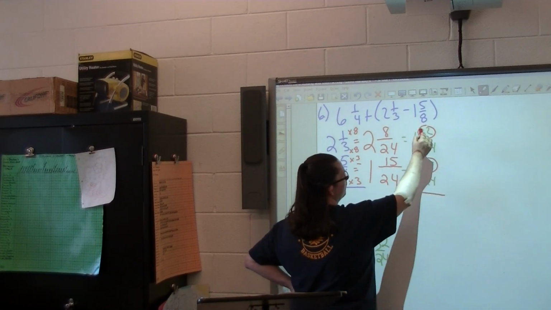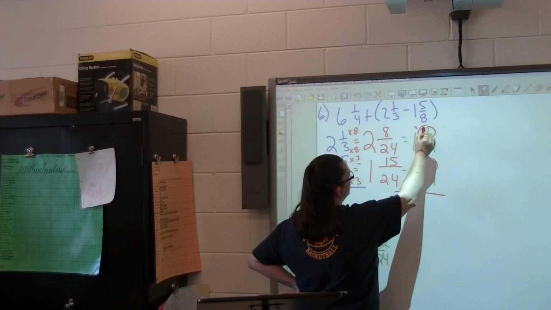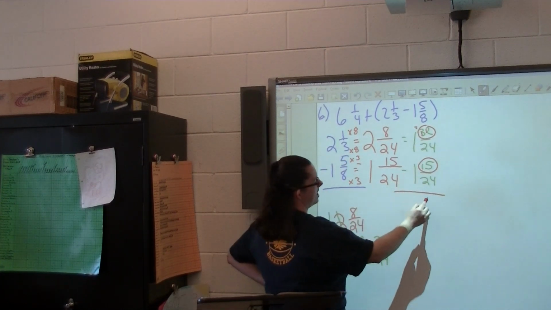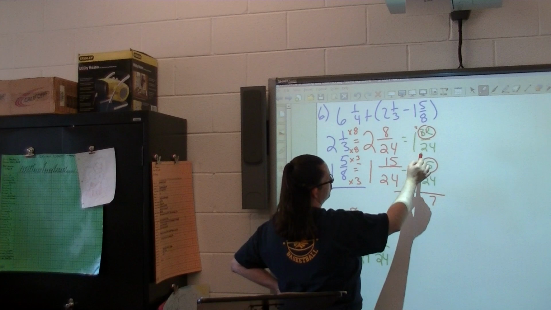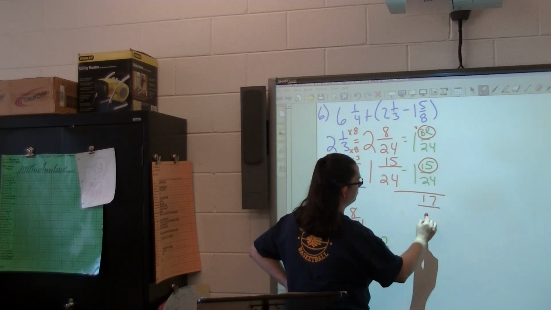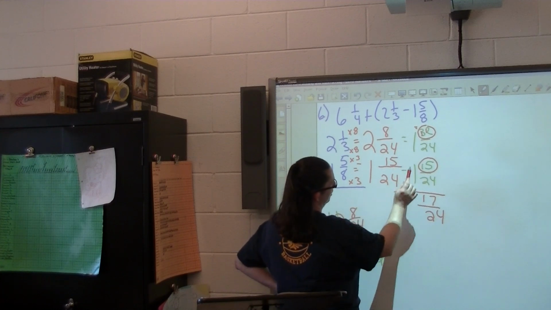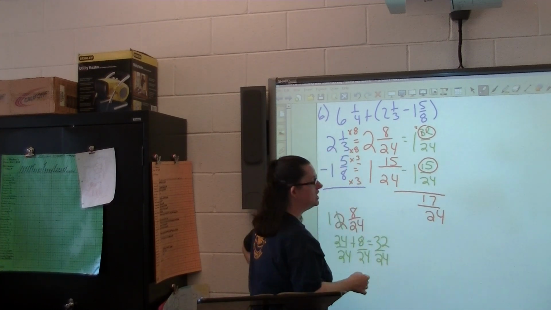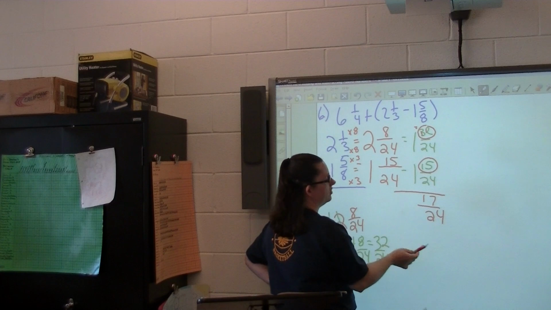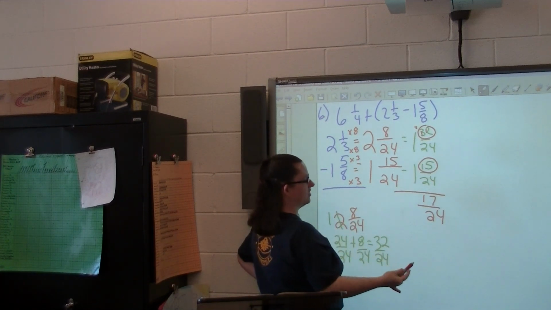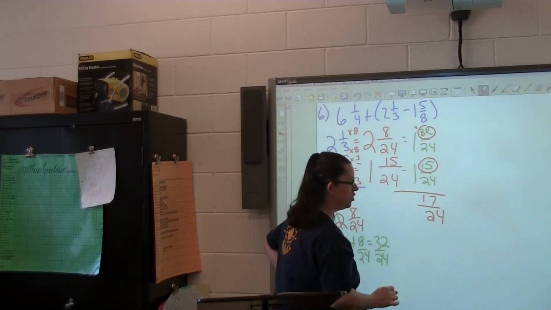You can't do 2 minus 5, so you would borrow, this would become a 2. This would become 12. 12 take away 5 is 7, and then you have 2 minus 1 would give you 1. So this becomes 17/24ths. And then our whole numbers, 1 take away 1 gives us what? 0. You can put 0 or leave it out. I wouldn't write it because there's nothing left. So that leaves us with 17/24ths.